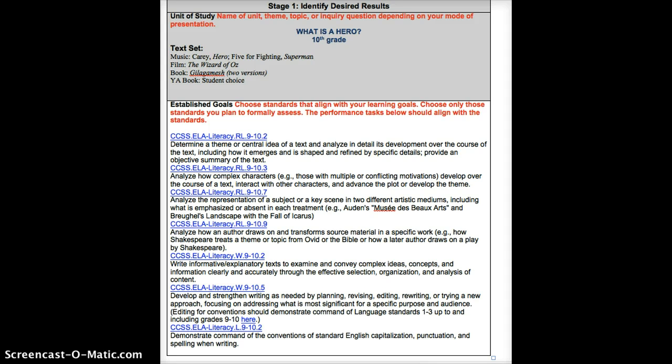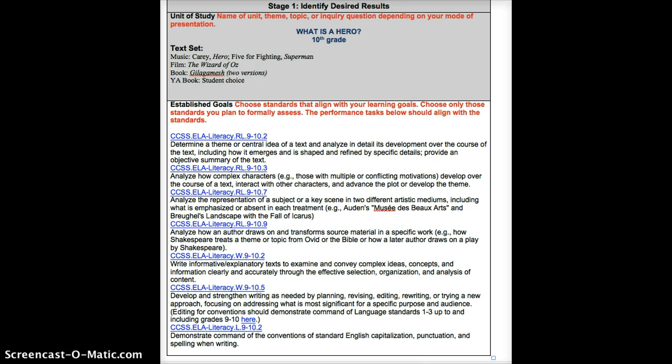If I were framing it as thematic, I might frame it as the hero quest or the quest story. If I were framing it as a topic, I might frame it as story structures in Hero Quest. But I like the inquiry question because the inquiry question helps tie it into the essential questions of the unit. And so the text set that I'm going to use is music, film, a classic text, and a young adult novel.